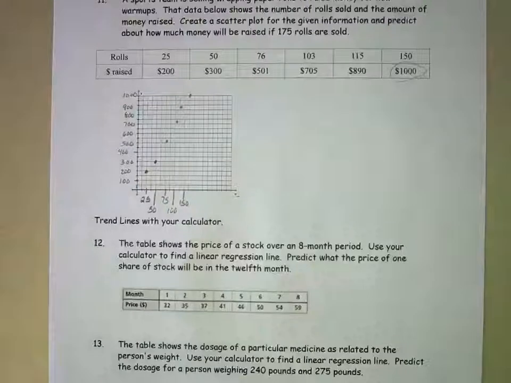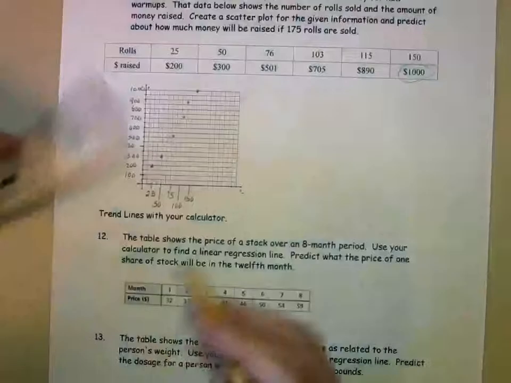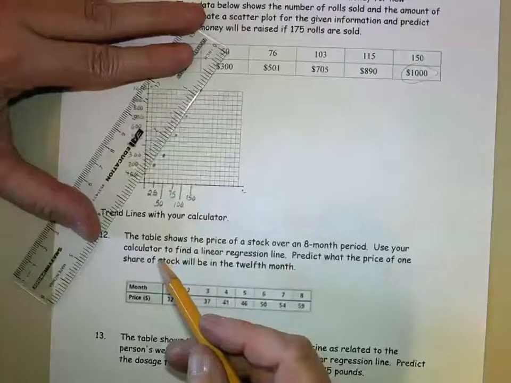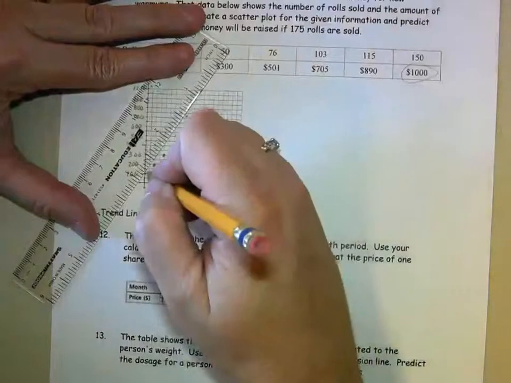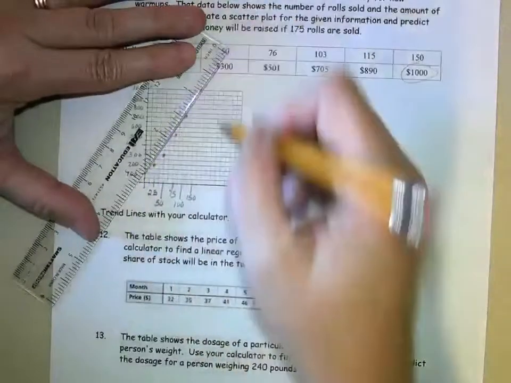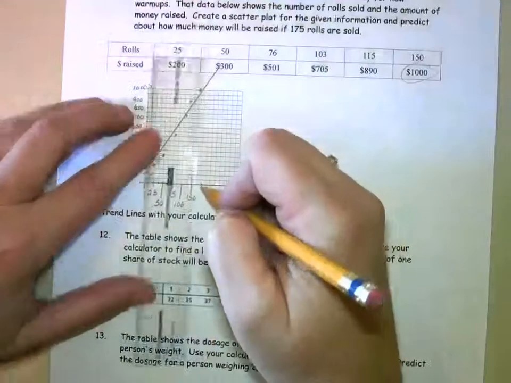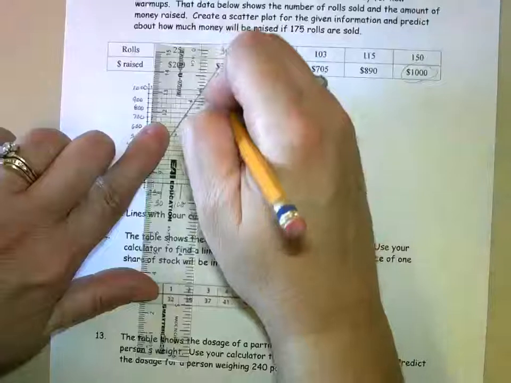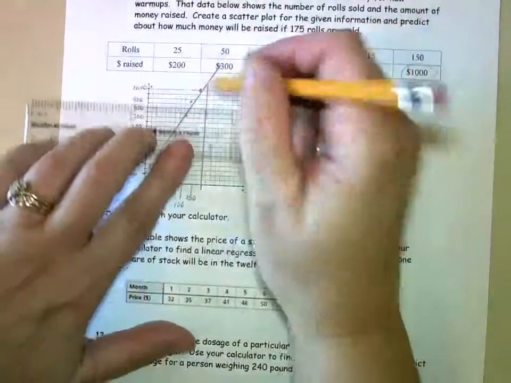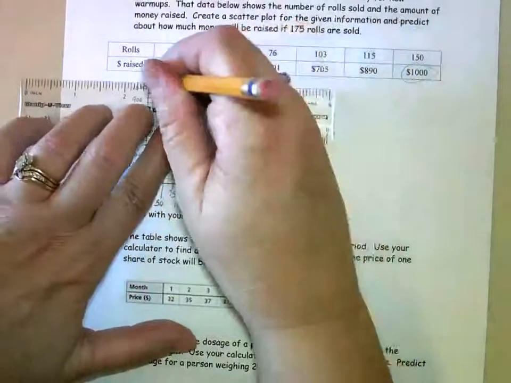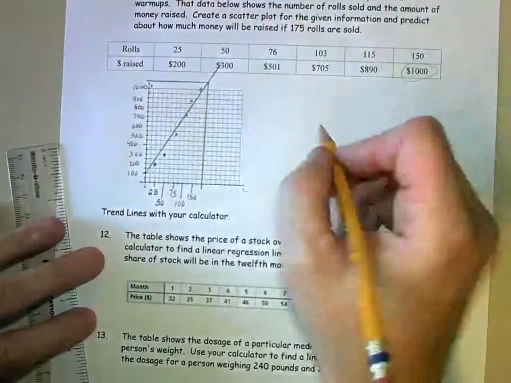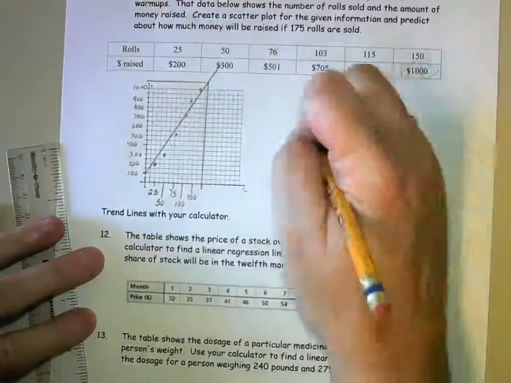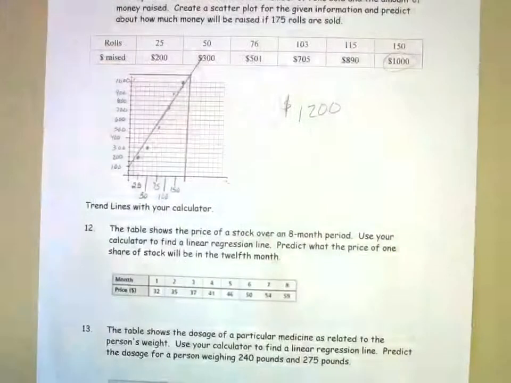So I'm going to grab a ruler here, or a straight edge, and I'm just going to try to do the line of best fit. This is not an exact science, but if this was the case at 175 rolls sold, we would probably be here, and my guess is that it would be about $1,200, and that is an estimate.